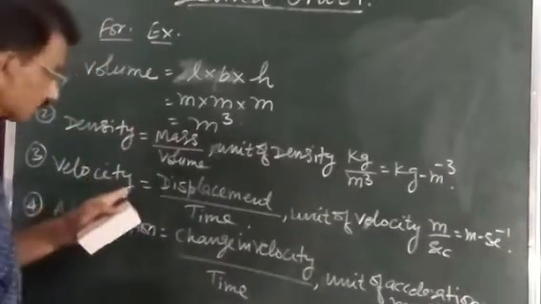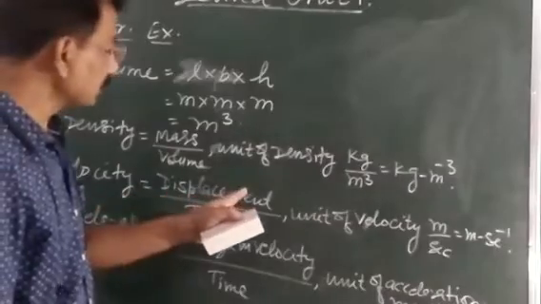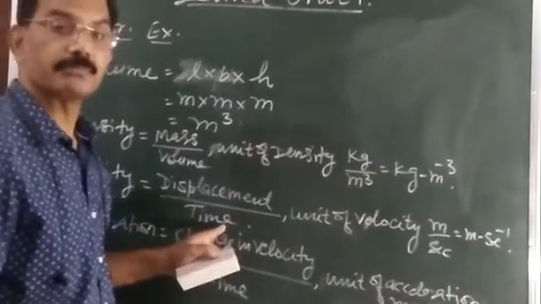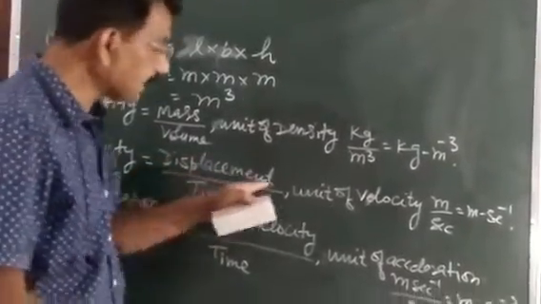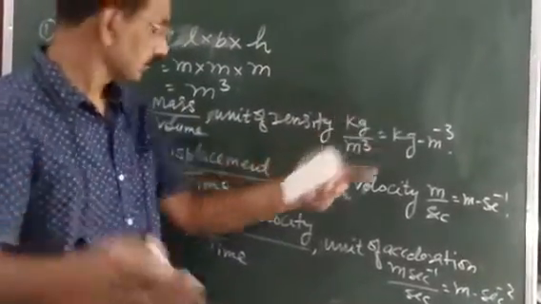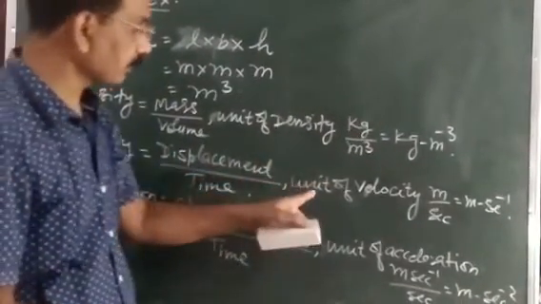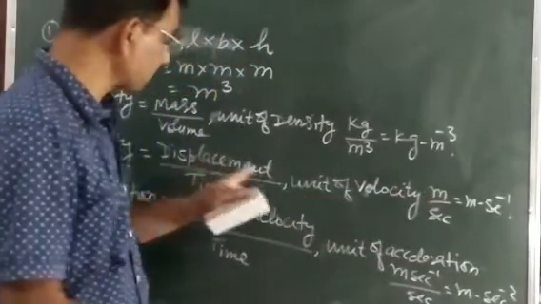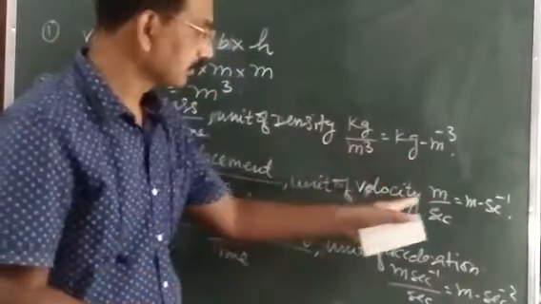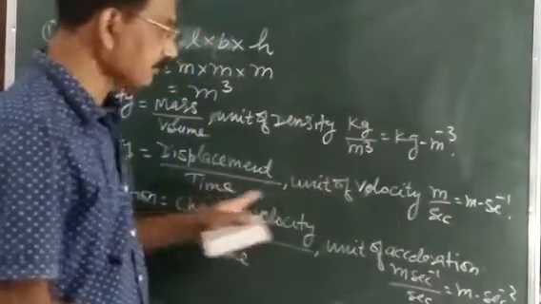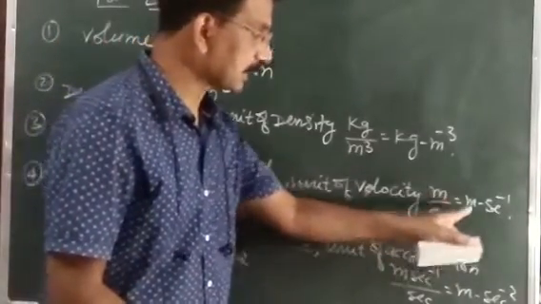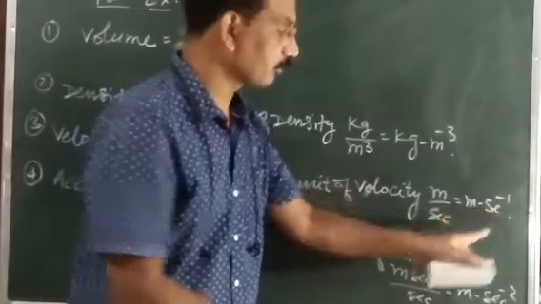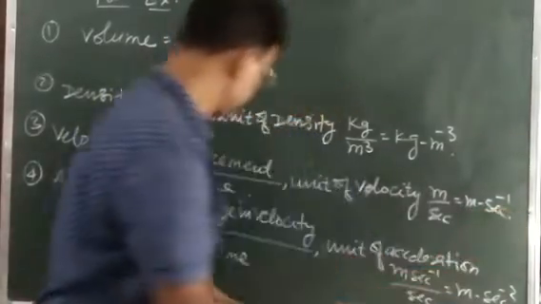Similarly, velocity is equal to displacement upon time, and displacement is a length. So in place of displacement you can say the unit of velocity is meter. Why? Because displacement is measured as a length, so its unit is meter. Time, second, meter per second, or you can write meter and second to the power -1.